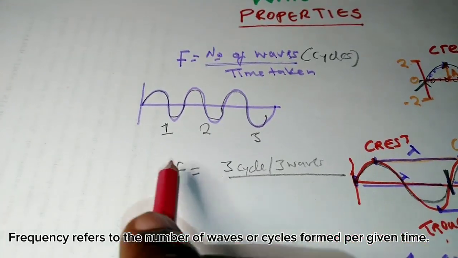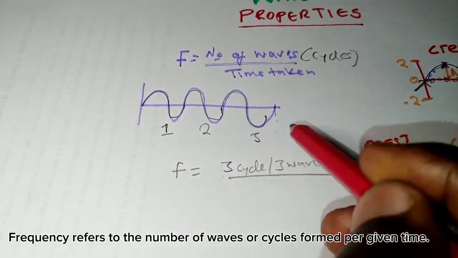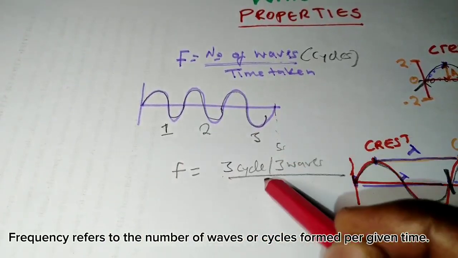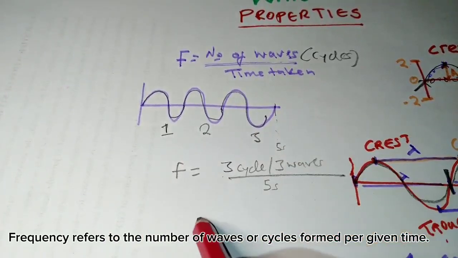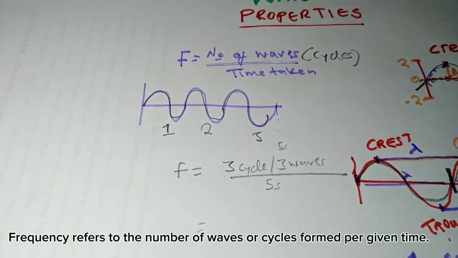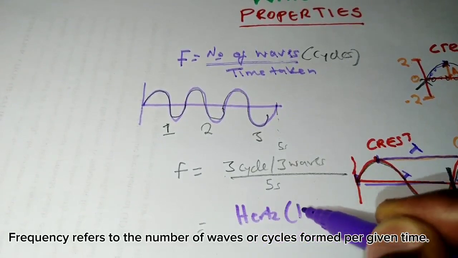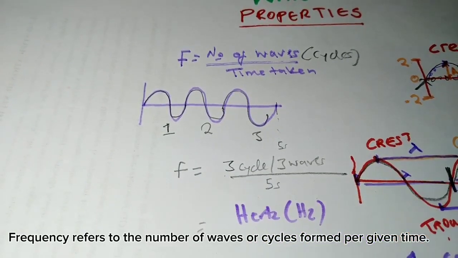Over the time it takes. So if it took, let's say, 5 seconds, you divide by the 5 seconds, and there you get your frequency. Frequency is measured in hertz, represented by Hz.